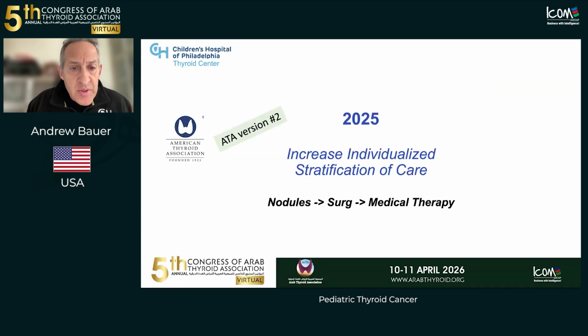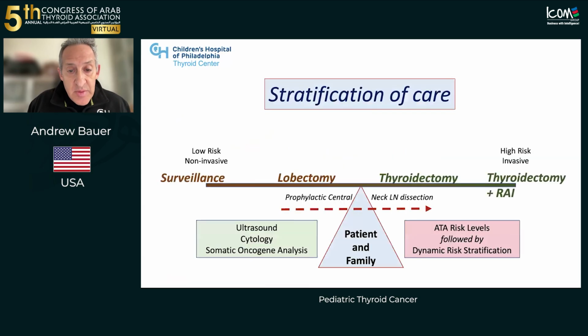So moving forward in 2025, how can we further stratify care? You've had one lecture on nodules, so I'll go through nodules very quickly just to really reinforce my belief in somatic oncogene testing. But the goal is that we don't FNA patients with low-risk nodules, and we do identify patients with invasive disease that would benefit from thyroidectomy and radioactive iodine, and maybe even some medical therapy with systemic therapy.